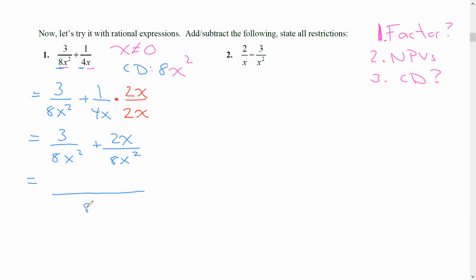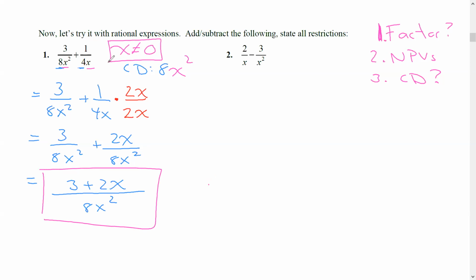Now once I've got a common denominator, I'm going to write it with a common denominator. And then I say to myself, is there anything else I could maybe factor out of the numerator? Can I factor here? No, I can't. So we are done. That's my final answer. There's my non-permissible value.